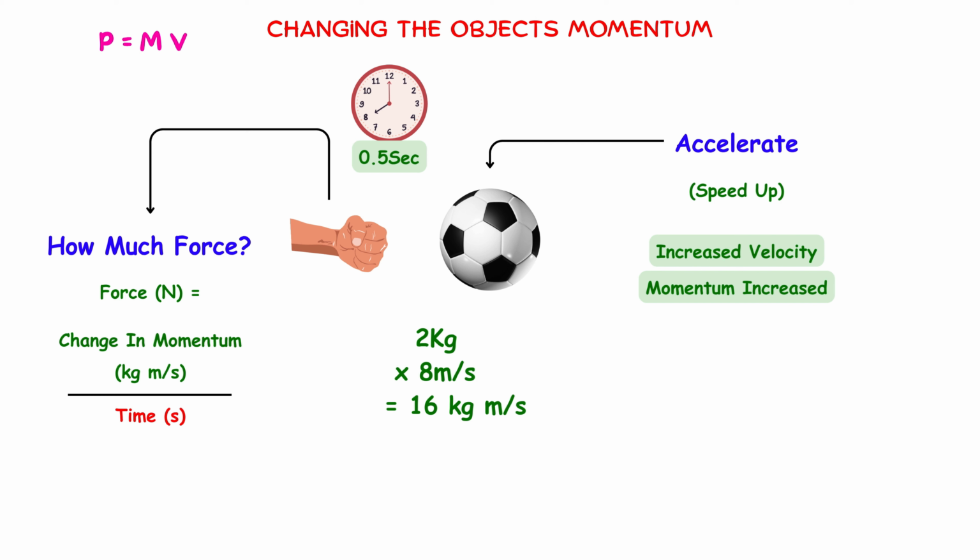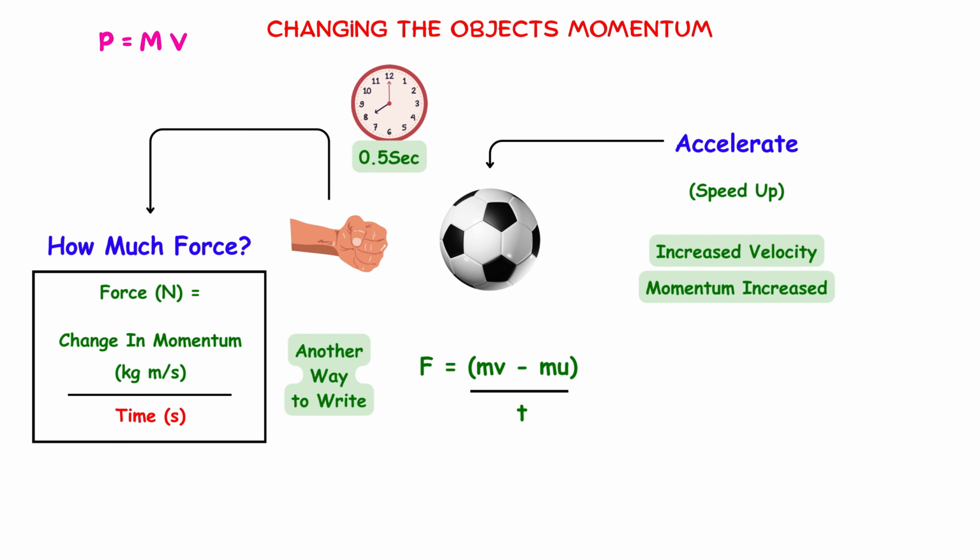To determine exactly how much force is needed to cause such a change in momentum, we can use the following equation, which tells us that force equals the change in momentum divided by the time over which the change occurs. For instance, if a hand applies this force over a duration of 0.5 seconds, we begin by finding the change in momentum. This would be the final momentum, which is 16, minus the initial momentum, which is 10, giving us a difference of 6 kilogram-meters per second. Dividing this by 0.5 seconds yields a force of 12 newtons, indicating that the hand applied a 12-newton force.